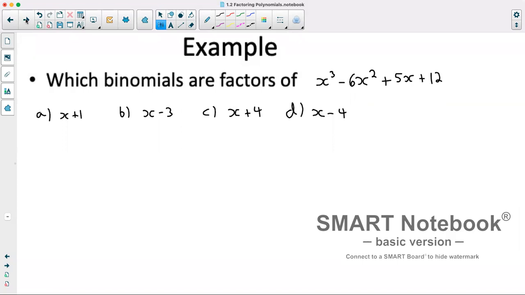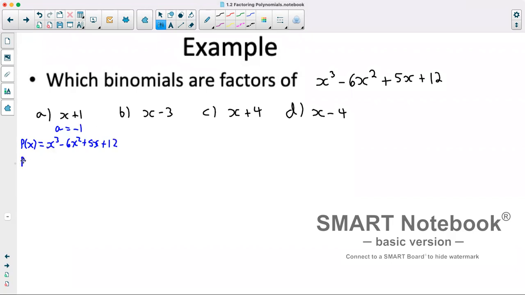So which binomials are factors of x cubed minus 6x squared plus 5x plus 12? Because this is x cubed, we can expect that it could have up to 3 factors. It won't necessarily have 3 factors, but can have up to 3 factors. So if this first one, our a value would be negative 1. So we'll rewrite our equation down here. Our polynomial is x cubed minus 6x squared plus 5x plus 12.